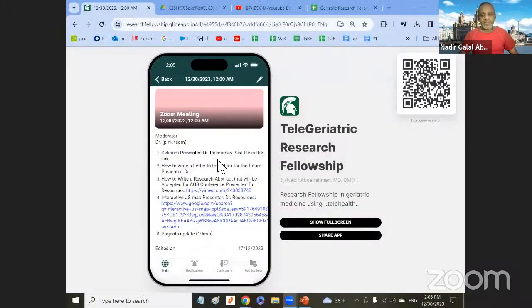The first topic will go over some basics of delirium, how to diagnose and manage that. Second, we will talk about how to write a letter to the editor, and then maybe we will touch on abstracts, how to submit one that can be accepted easily. This is a video from the AGS, the American Geriatric Society Conference. They tell you how they look at abstracts submitted to them, how to review them, so how to meet their criteria, basically a cheat sheet for you guys.